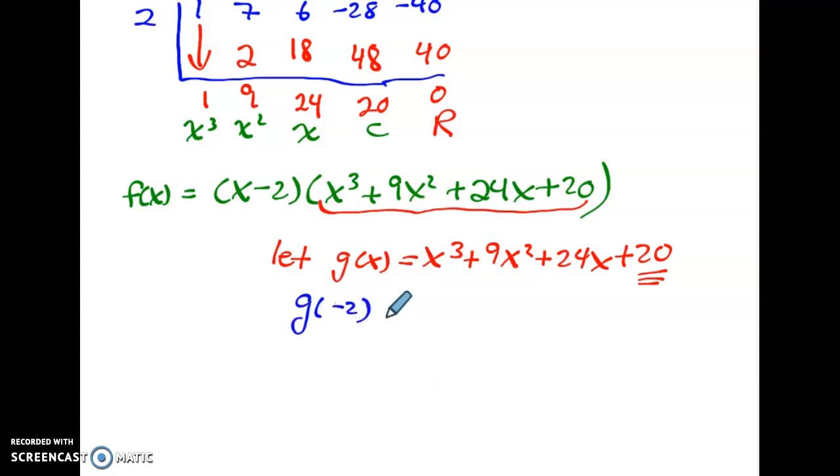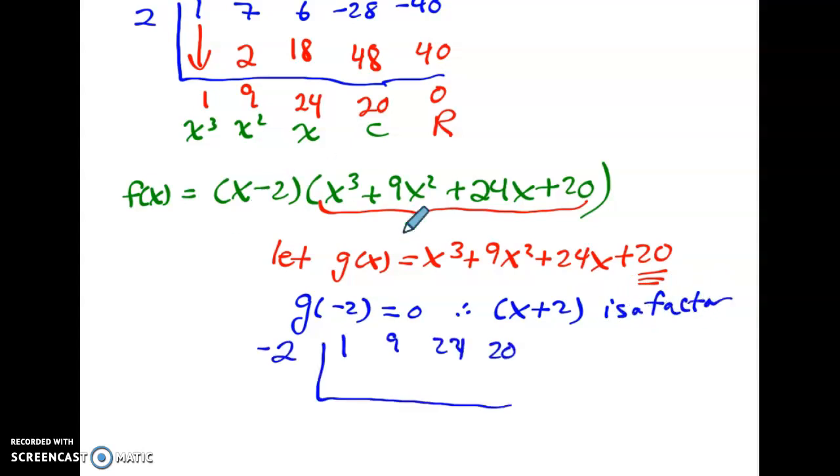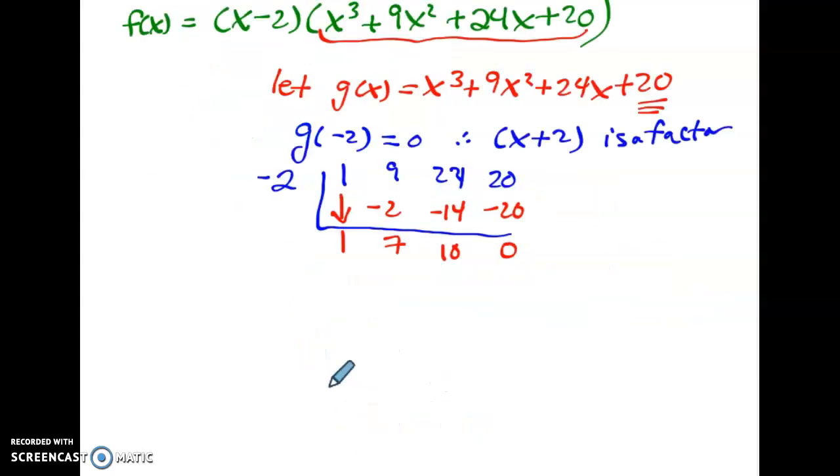So I found that -2 works, which means that x plus 2 is a factor. So here I've set up my synthetic division with the coefficients of g and my value of -2. So I'm going to bring down the 1, multiply by -2. Add, multiply by -2. Add, multiply by -2, add. And now we have that quotient of x squared plus 7x plus 10 with a remainder of 0.